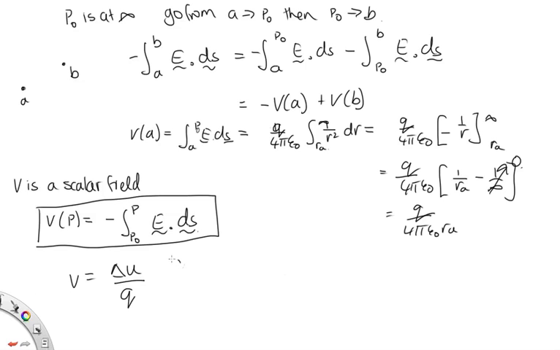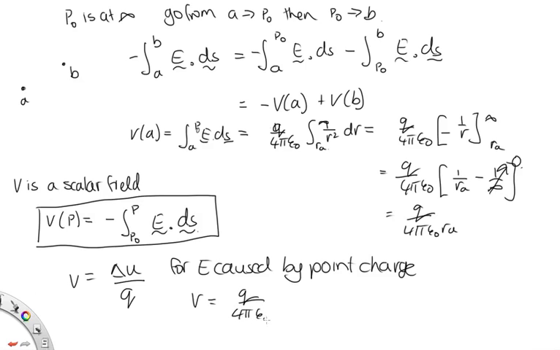So let's just write for E caused by a point charge. Just from here, your voltage is equal to Q over 4 pi epsilon naught R, where R is the distance between P, this is the voltage at P, and Q, where Q is the charge that is causing the electric field.